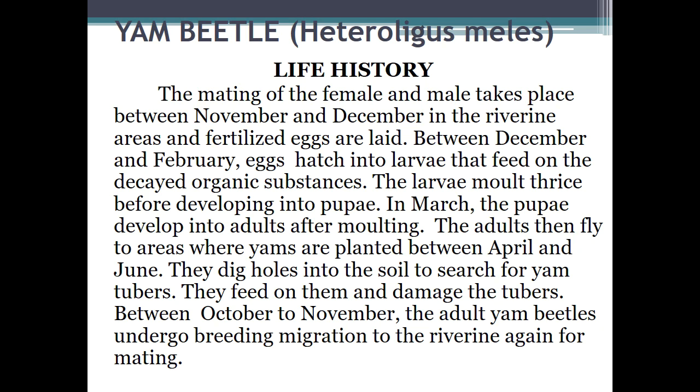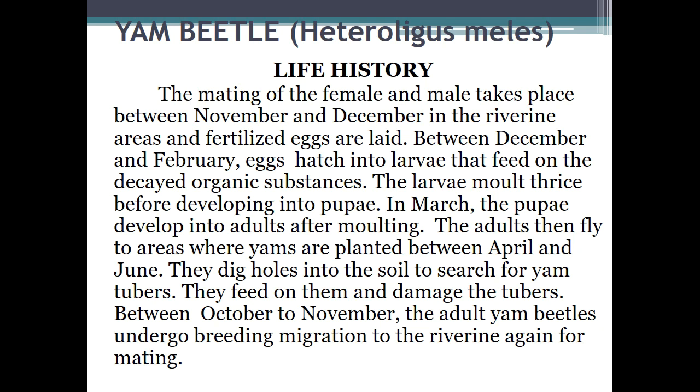Between December and February, eggs hatch into larvae that feed on the decayed organic substance. So between December and February, after about 2 months, these eggs hatch into larvae, and these larvae feed on decayed organic substance in the riverine area.